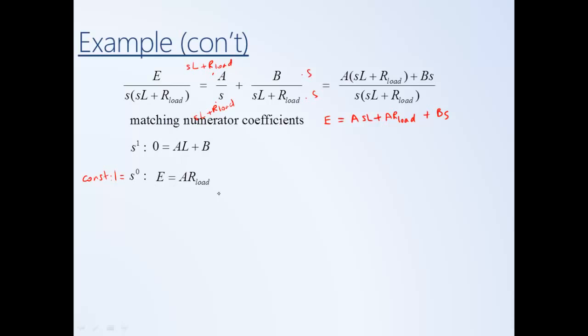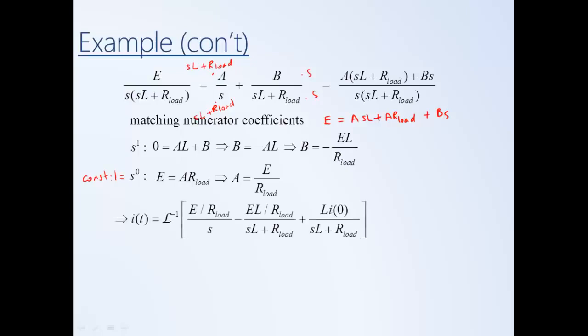So looking at this expression, we can solve for our first coefficient A, just dividing through by R load. We get that A is equal to E divided by R load. We can then use the first equation to find B, where if we subtract A times L to the other side, we get that B is equal to negative A times L, and then we can substitute this expression for A, and we get that B is equal to negative E times L divided by R load. So that completes the partial fraction expansion. That's how we solve for the coefficients A and B.